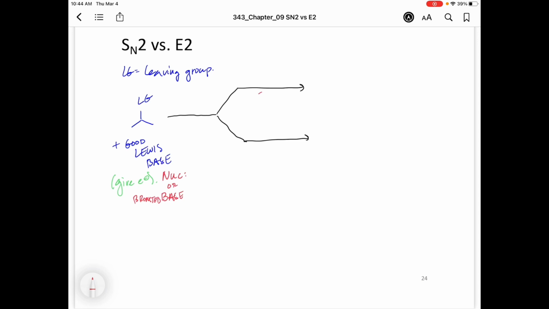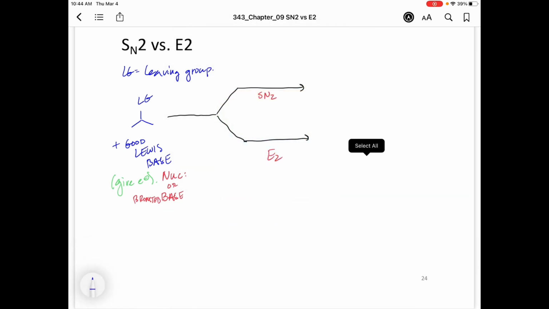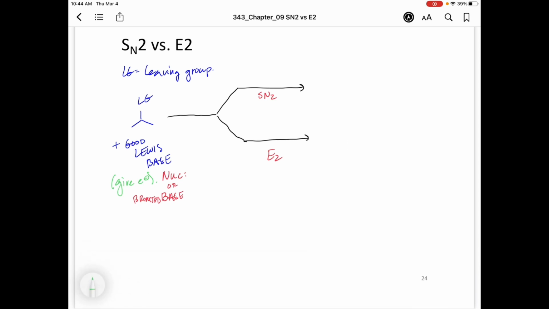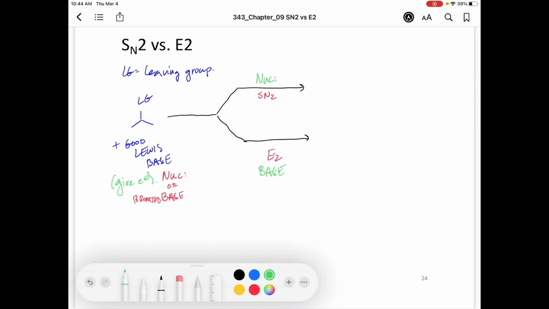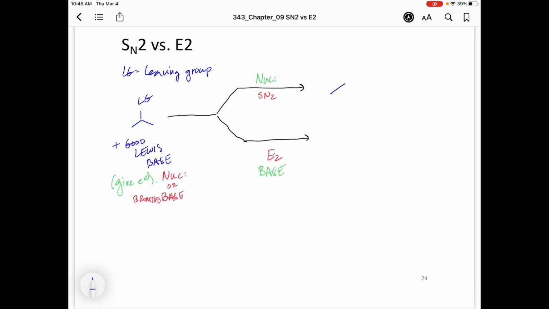So on the top, we're going to write SN2, okay, and this bottom one will be E2. Let's just draw our products that we expect from this. For SN2, we're going to be using a nucleophile. And for the E2, this is when we're going to be using our nucleophile, but it's going to be a base, all right? So nucleophiles and bases, they tend to have very similar properties. Let's draw out our products. Again, this is just kind of a schematic so we can get on the same page.